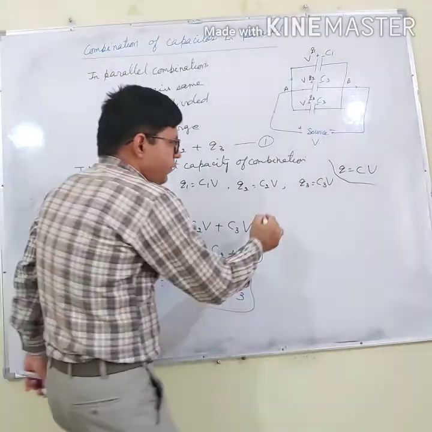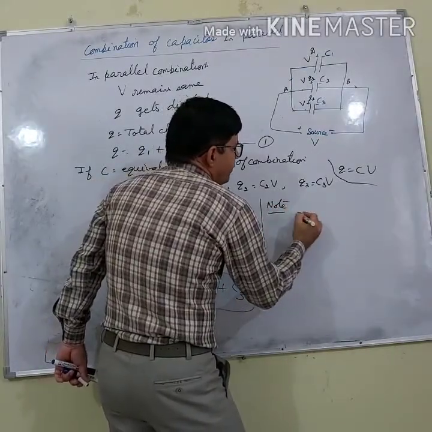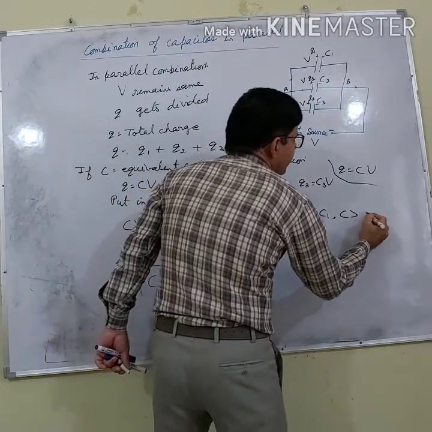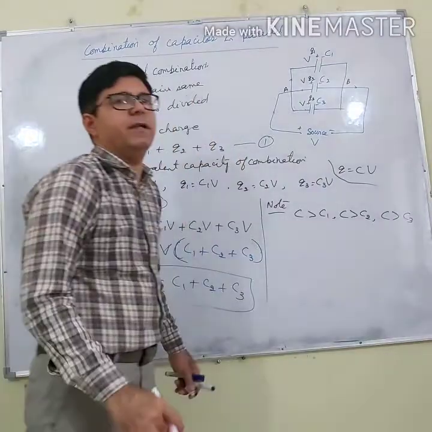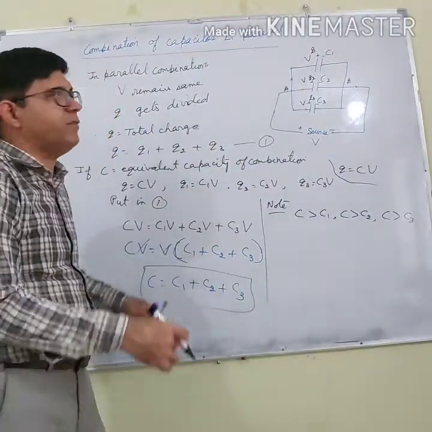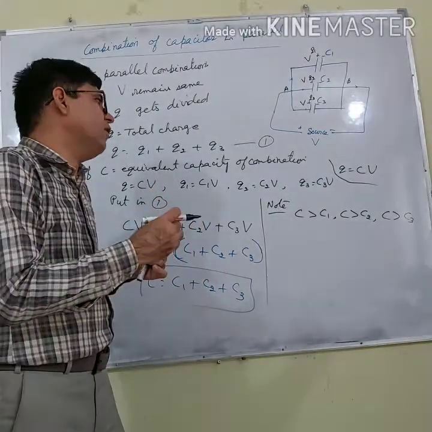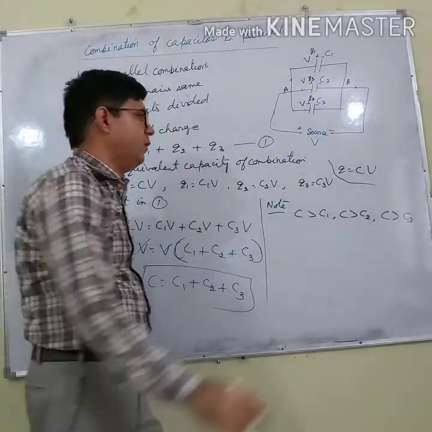Alright? So what can I say? Note that C is greater than C1, C is greater than C2 and C is also greater than C3. What does it mean? If I connect the capacitors in parallel, the resulting capacity will be more than the capacity of any of the capacitors.